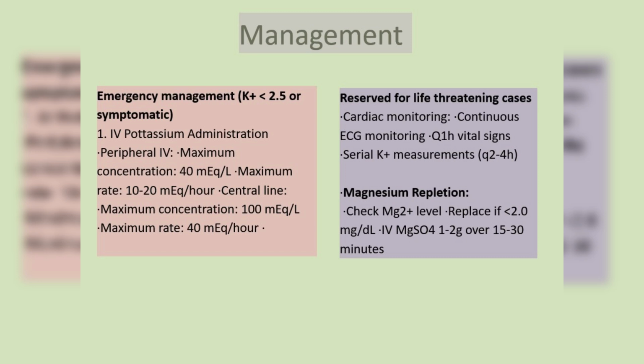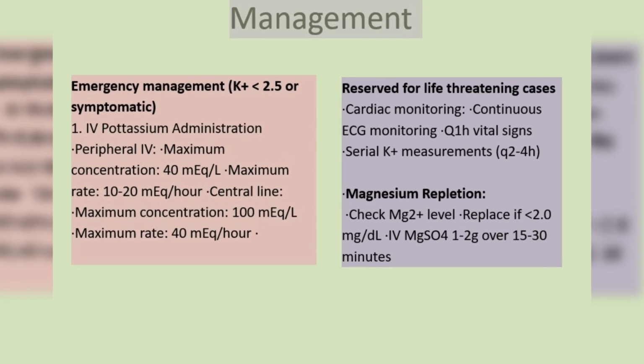Exactly. If they have a central line, you can go a bit higher, up to 100 mEq/L and 40 mEq per hour. But that's ICU level stuff. Exactly. Close monitoring is key, checking potassium every couple of hours, watching that ECG like a hawk. And once they're stable, above 3.0, you can usually switch back to oral. So that's the general approach.